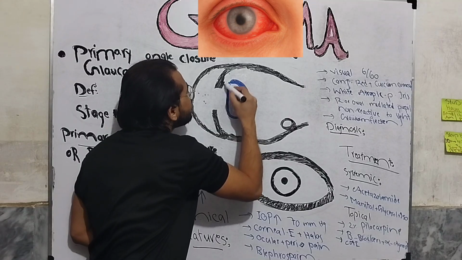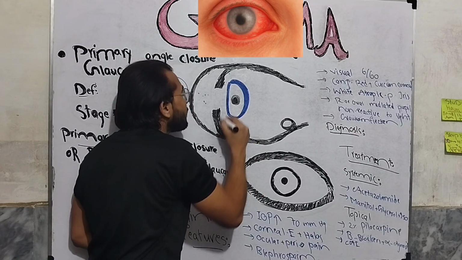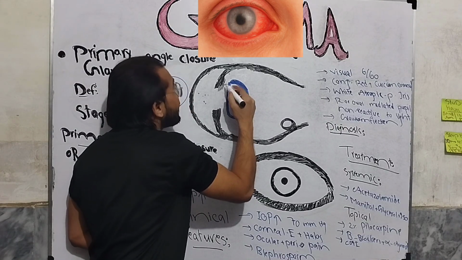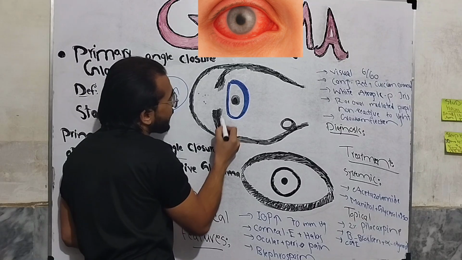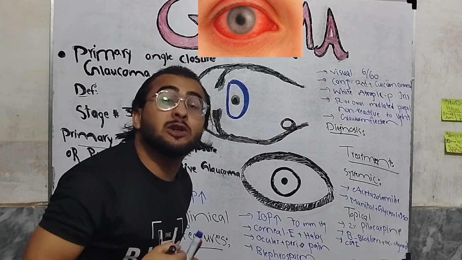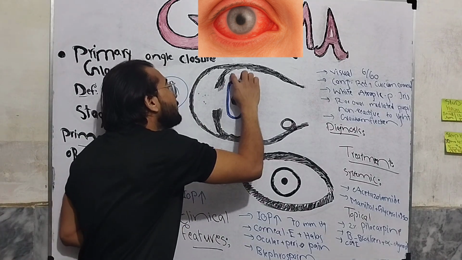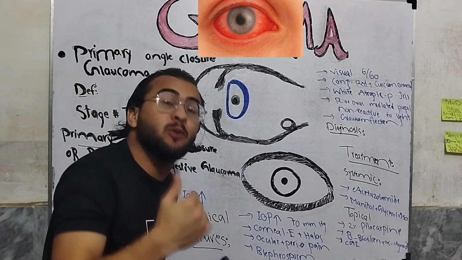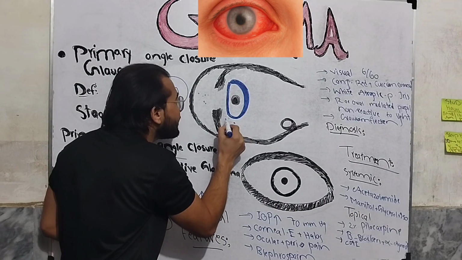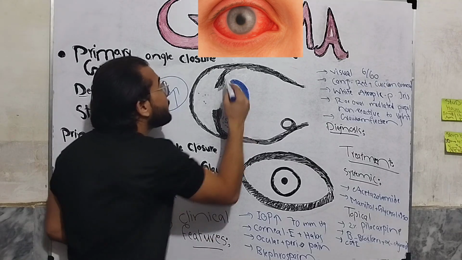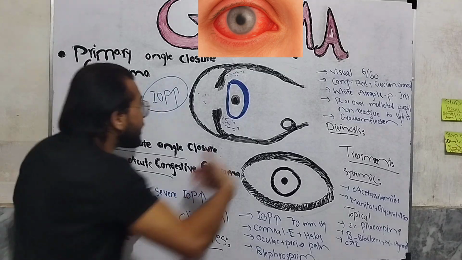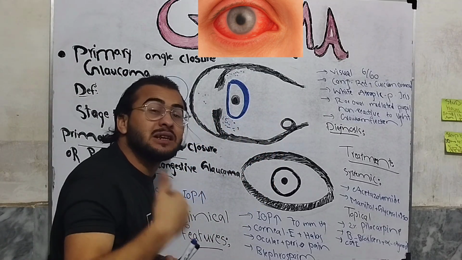The iris will come near to the lens. Because of this mid dilated pupil and developmental anomalies, the iris will come near to the lens, and it will cause a partial block. The outlet is partially narrow. This is called relative pupillary block, as the pupil is partially blocked by this mid dilated pupil. So what is happening? There will be accumulation of aqueous humor. Because of this partial block, the aqueous humor will accumulate in the posterior chamber, and it will push the iris toward the anterior chamber angle.